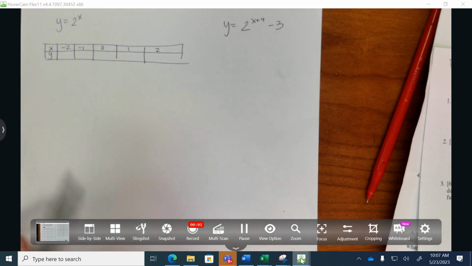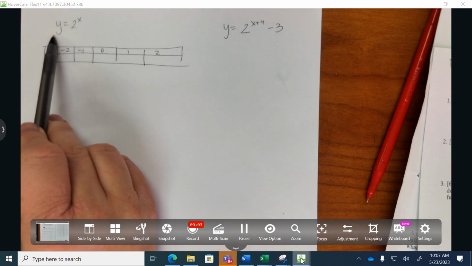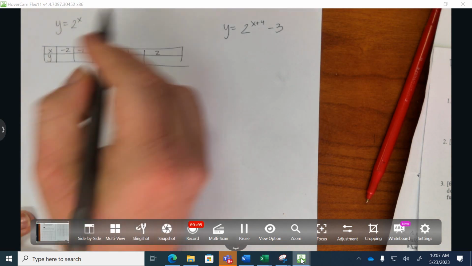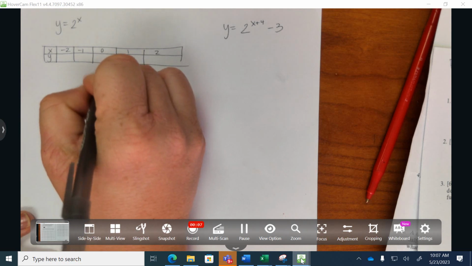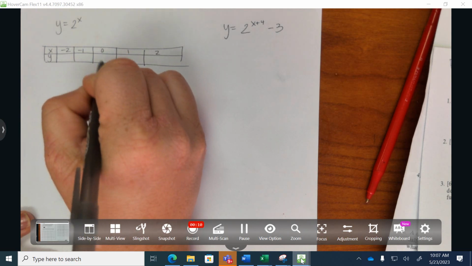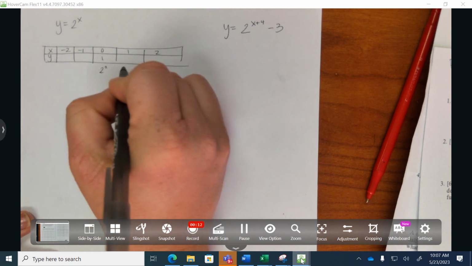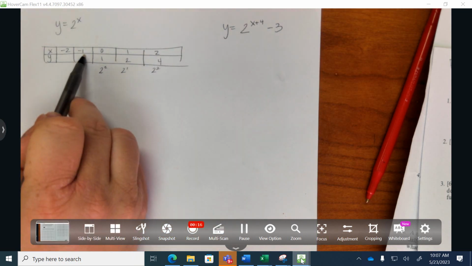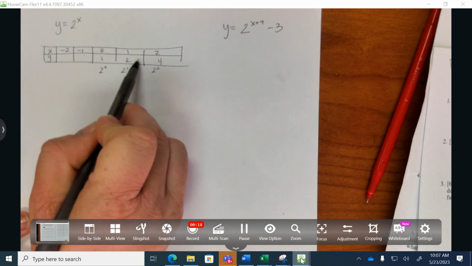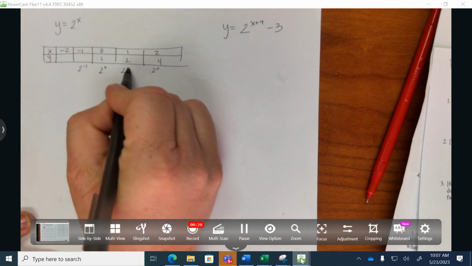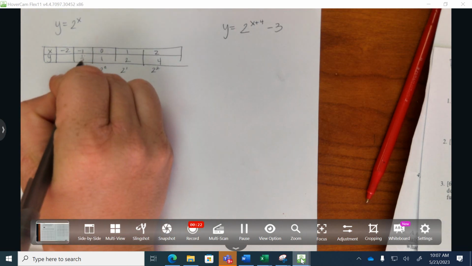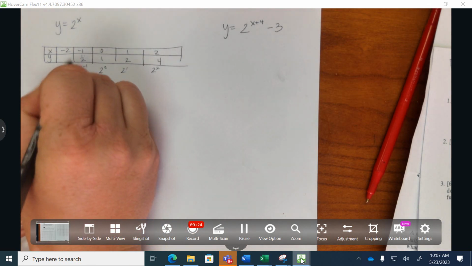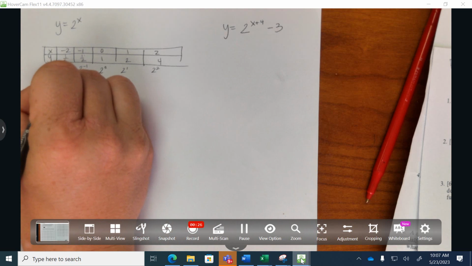So we're going to practice something very similar. This time we're going to do the exponential function 2 raised to the x. So when I take 2 and raise it to the 0 power, any number raised to the 0 is 1. 2 to the first is 2. 2 squared is 4. When I take the negative 1, it's a reciprocal of this. So 2 to the negative 1 is just a reciprocal of 2, 1 over 2. 2 to the negative 2 is a reciprocal of 4, 1 over 4.